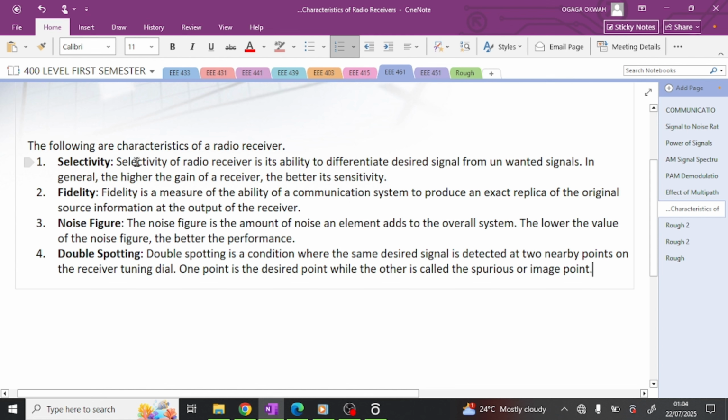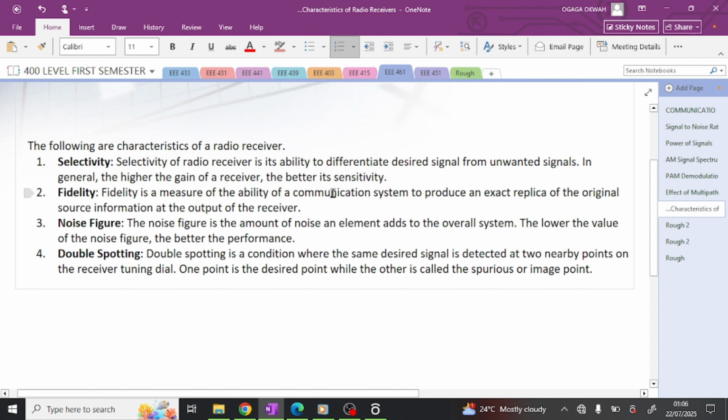Okay, so for selectivity, the selectivity of a radio receiver is its ability to differentiate desired signal from unwanted signal. That is as simple as it is. The signal we need and the signal we do not need, the signal we want and the signal we do not want, the radio's ability to select, to differentiate. So that's what we mean by selectivity. In general, the higher the gain of a receiver, the better its sensitivity.